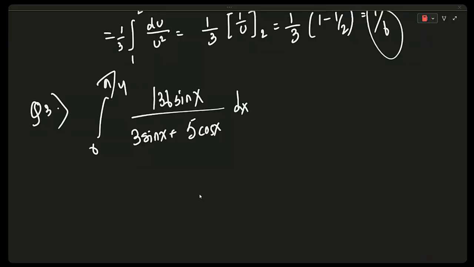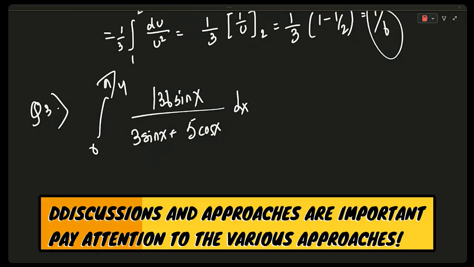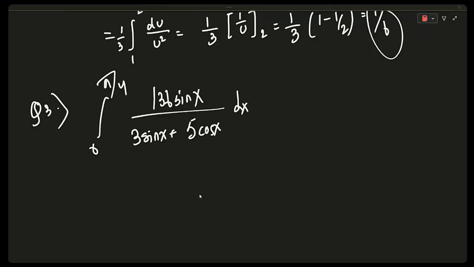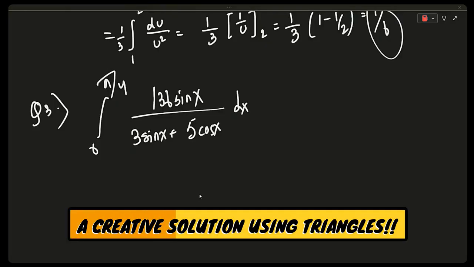I was trying a new technique. I don't know whether I'm going wrong over here, so I just wanted to discuss it with you. Over here in the denominator, we have 3 sin x plus 5 cos x. If we consider a right angled triangle, 5 is a Pythagorean triplet, so we can write it as 3 sin x plus 4 cos x plus cos x. And now we can divide the entire denominator and numerator by 5.